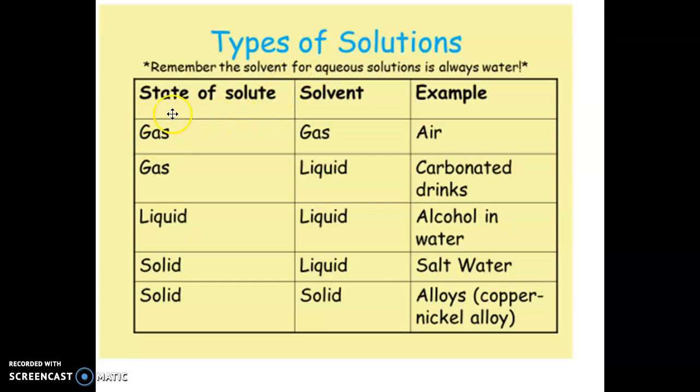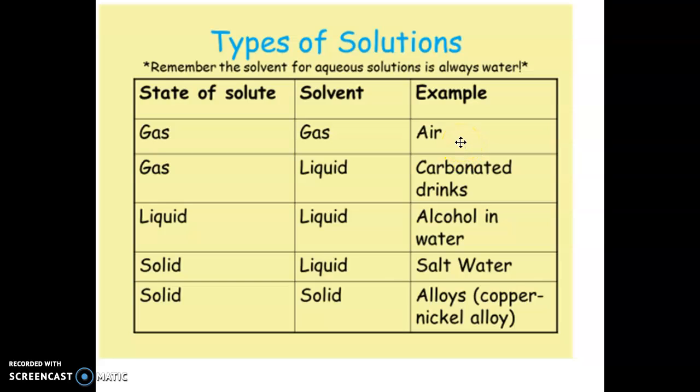For example, you can have a gas dissolved in a gas. For example, air. Air is 80% nitrogen, so your solvent is actually nitrogen because it's the biggest component in air. Then you have a whole bunch of other gases in there, like oxygen and water vapor and carbon dioxide, mixed in with the nitrogen. Air is a really nice example of something we don't normally think about, but it is a solution.